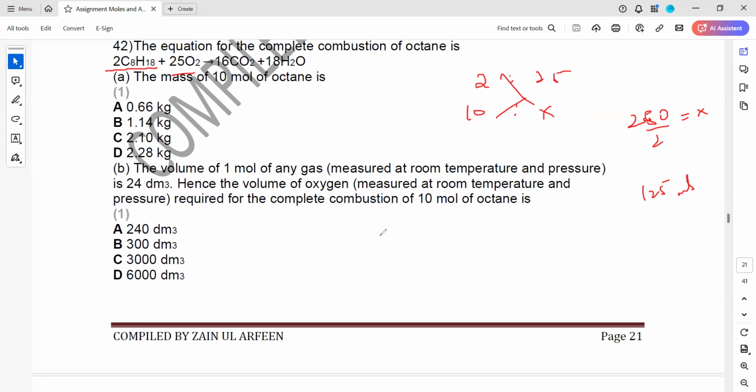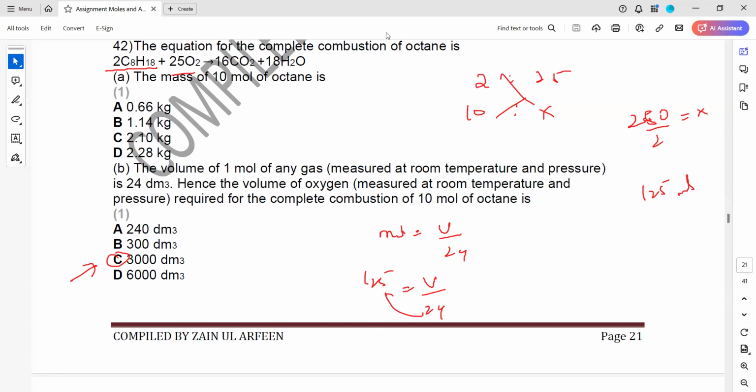And then because the formula is moles equals volume divided by 24, the moles are 125. So 125 multiplied by 24 will give us the total volume, which is 3000 decimeter cube.